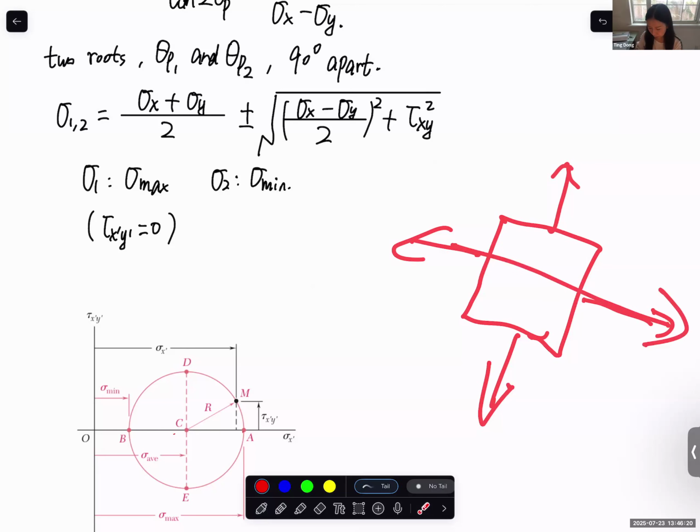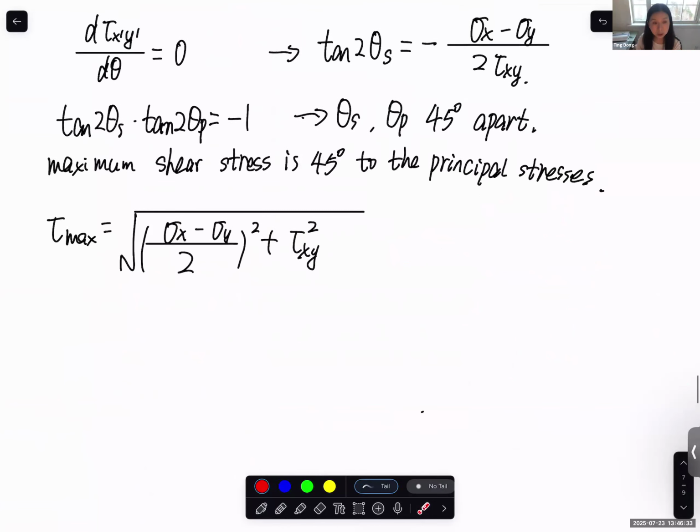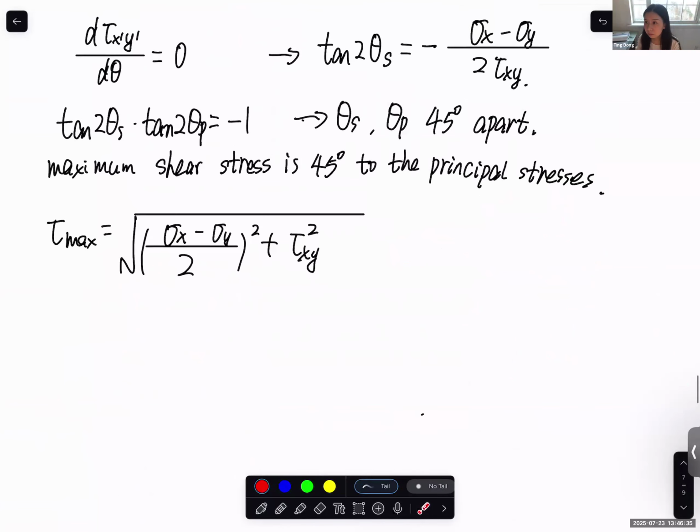Let's say this is X prime. Then the maximum shear stress should be 45 degrees to this X prime direction. It's not 45 degrees in any direction. It's 45 degrees to the principal stress. Any other question?